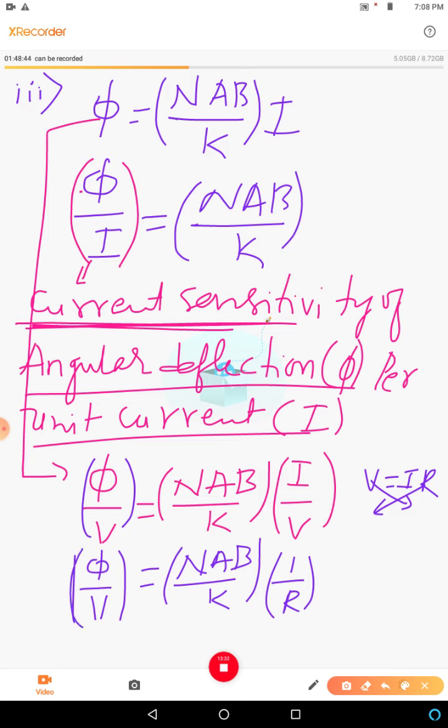So what is voltage sensitivity? Angular deflection per unit voltage. That is called voltage sensitivity. Angular deflection per unit current is called current sensitivity.